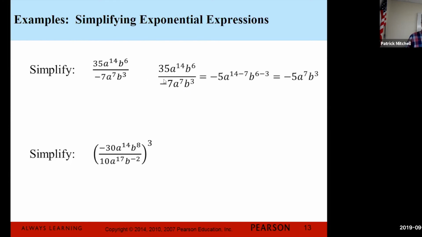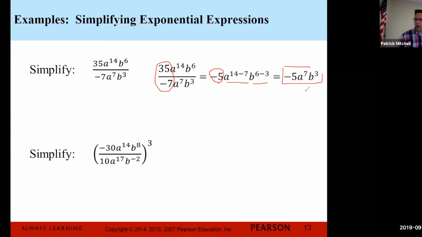Okay, so for the top one, here's how that looks. You just divide 35 by -7. 35 divided by -7 is -5. And now I'm going to use my quotient rule. When I do a to the 14th divided by a to the 7th, I subtract the exponents. When I do b to the 6th divided by b to the 3rd, I subtract the exponents. So in the end, this just comes out to -5 a to the 7th b to the 3rd. And I can leave it just like that because both of those exponents are positive.